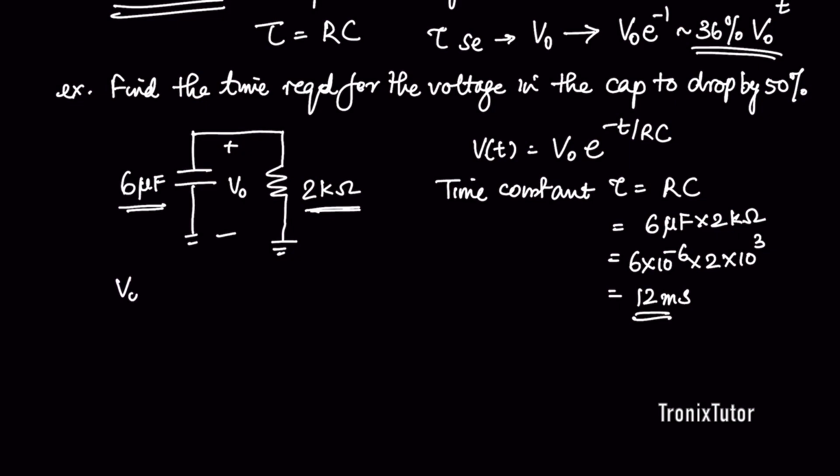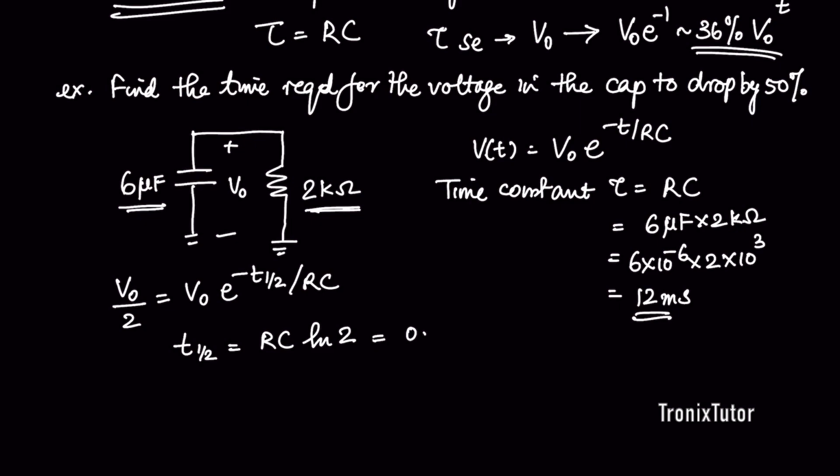So basically I want to find the time at which the voltage is V naught by 2, and let's call that time T half. So I can basically write T half to be essentially RC ln 2, which works out to 0.69 into RC, or roughly 8.32 milliseconds. So within the first 8.5 milliseconds or so, basically the voltage drops down to 50% of its initial value.